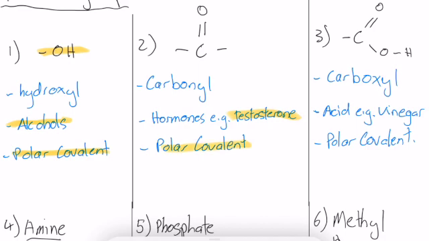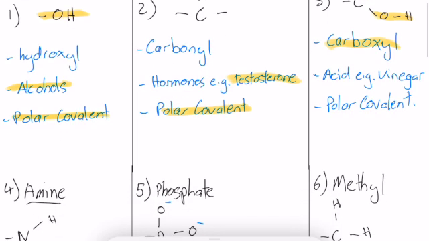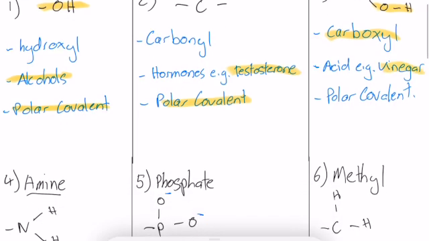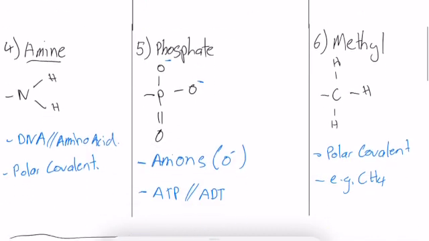A third functional group is the carboxyl functional group. We know that that's a carbon double bonded to an oxygen and then bonded to a hydroxyl group. This is seen in things like acids, for example, vinegar. And we know it's also a polar covalent.